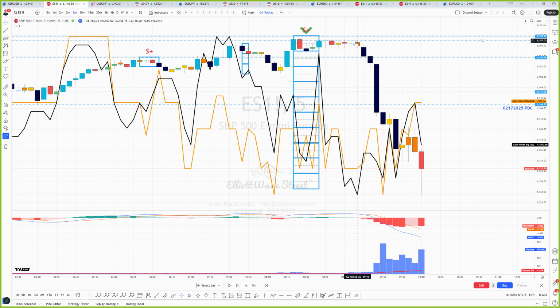This is the type of exercise that we are doing daily in the trading rooms, showing the liquidity, talking about the volume, talking about the momentum of the market, and of course, the Elliott wave cycle that we are following.